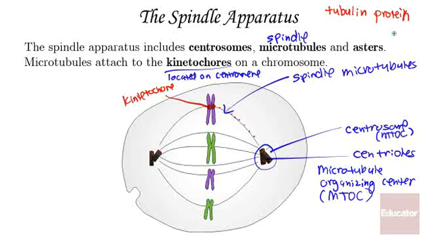All right, so we covered centrosomes. Within them are centrioles. These are microtubules, and now asters. What asters are, if you look right here near the centrosome, this area of microtubules that's radiating out, some people consider this a star shape, and that's where it gets that name aster. So these microtubules that are just radiating out from the centrosome are called asters.